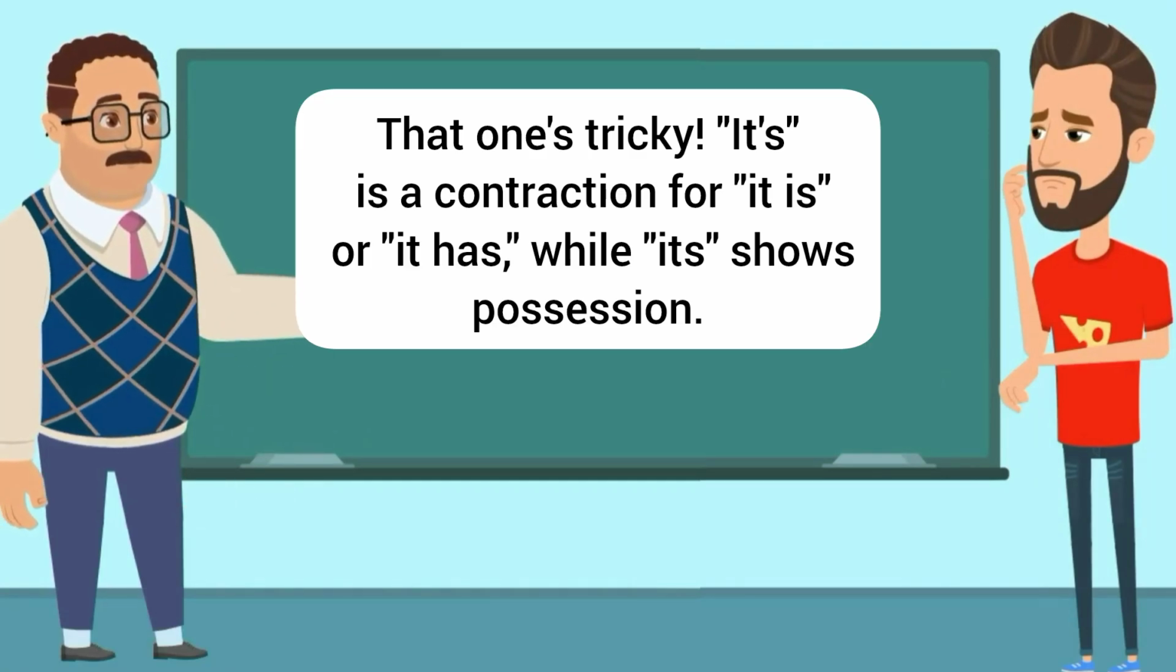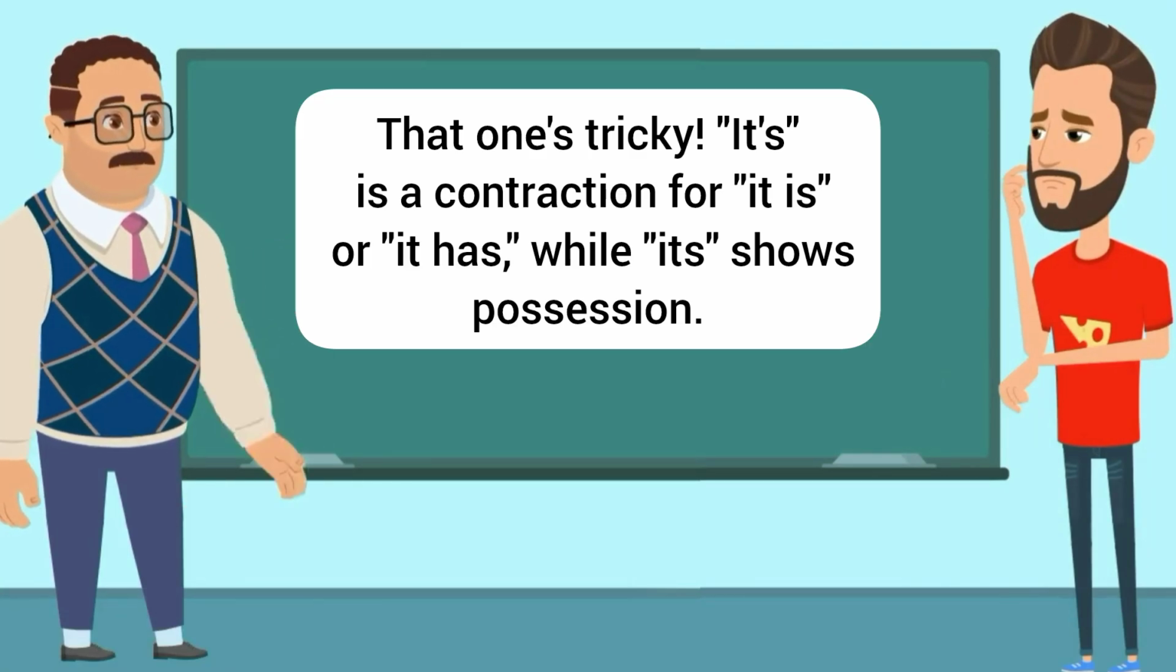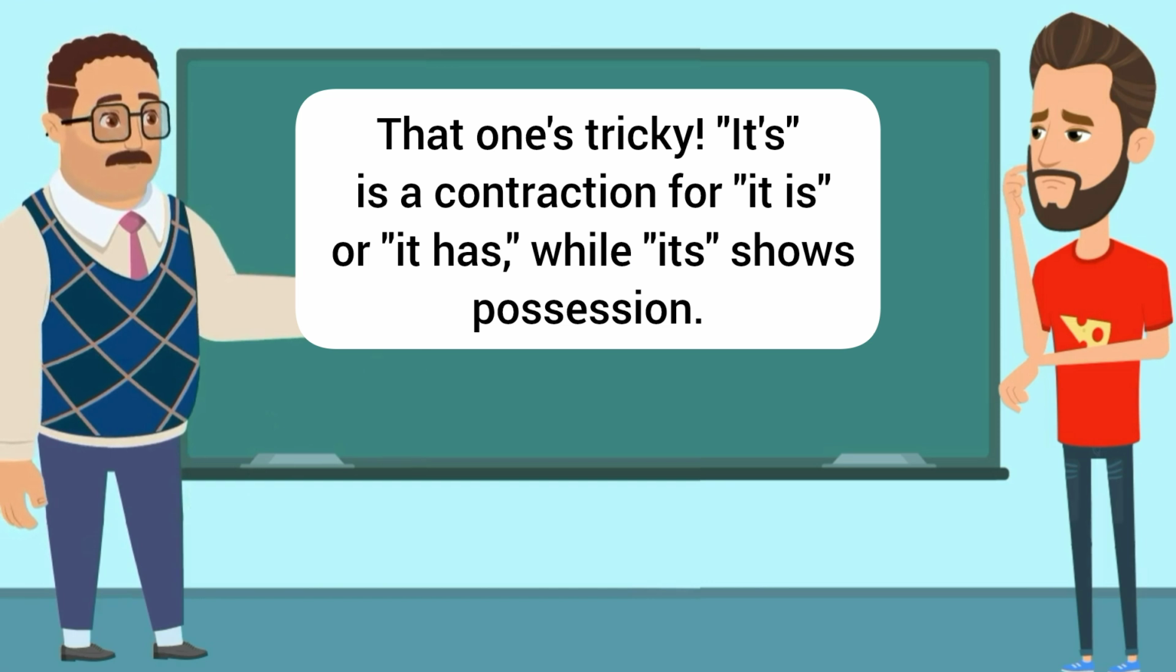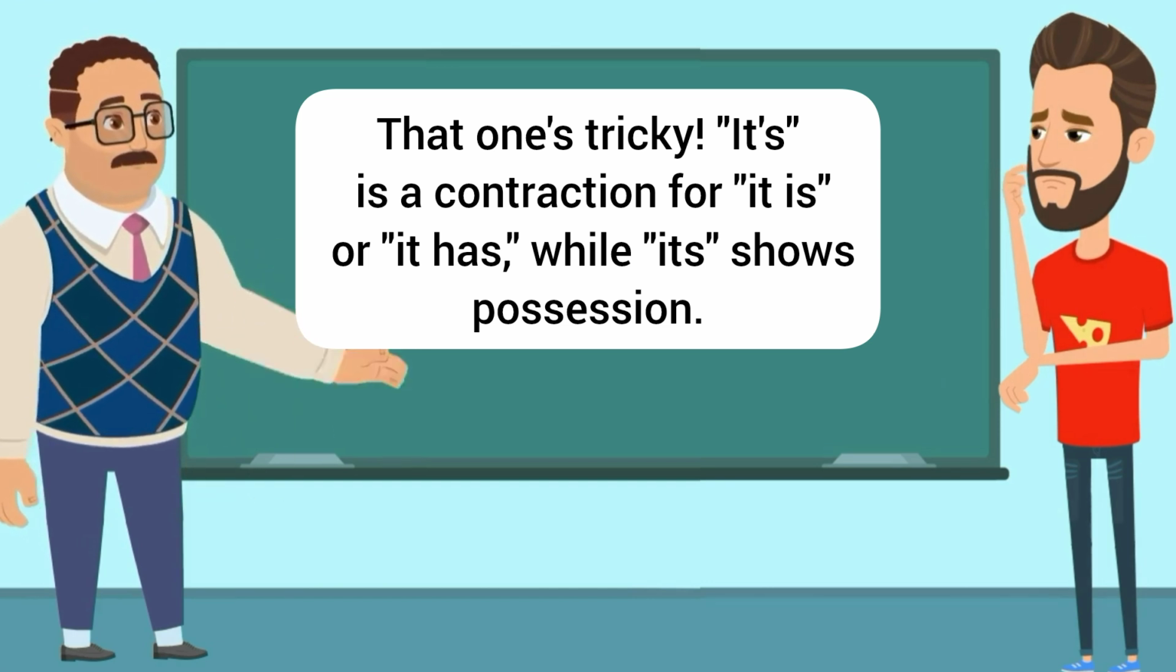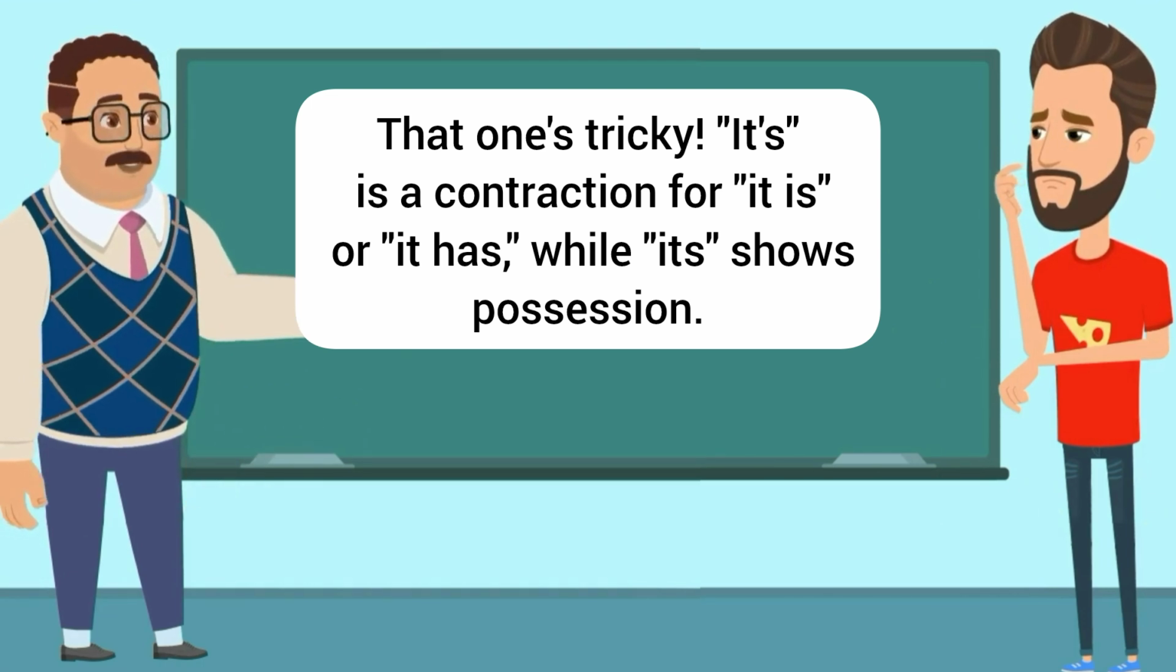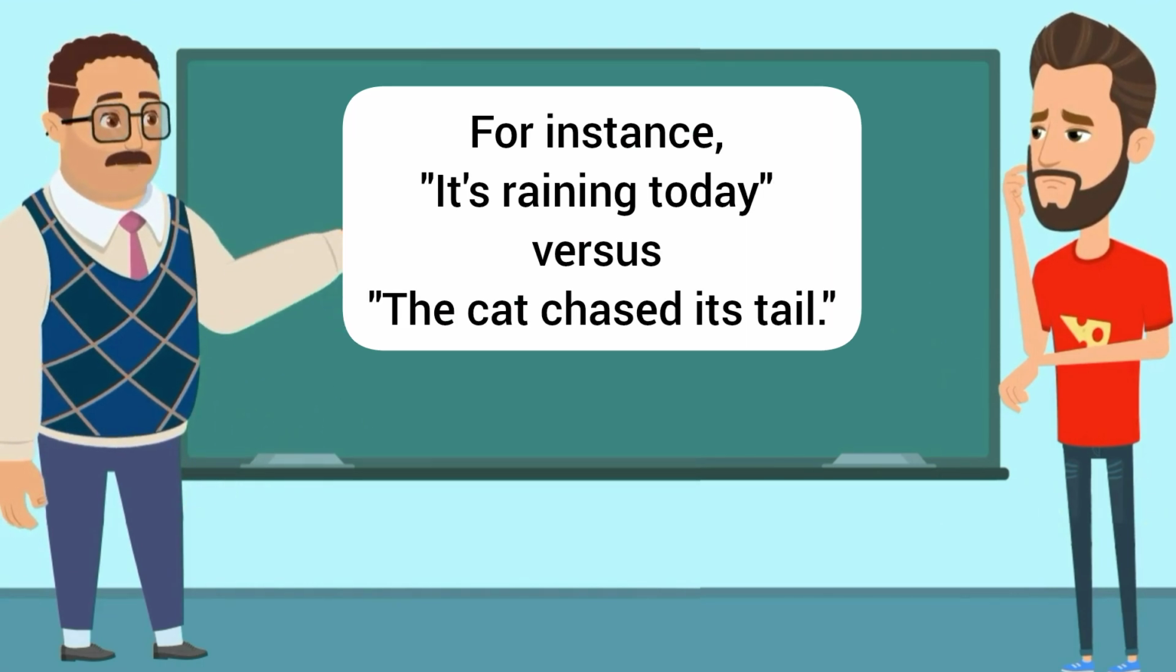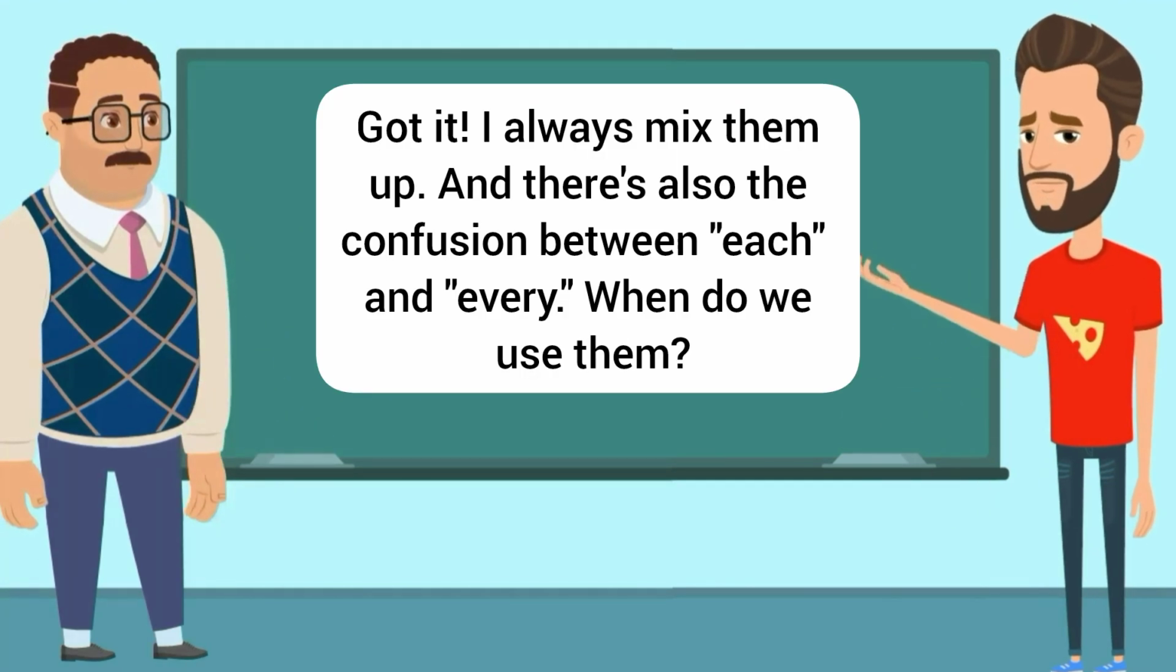That one's tricky. "It's" is a contraction for "it is" or "it has," while "its" shows possession. For instance, it's raining today versus the cat chased its tail. Got it. I always mix them up.